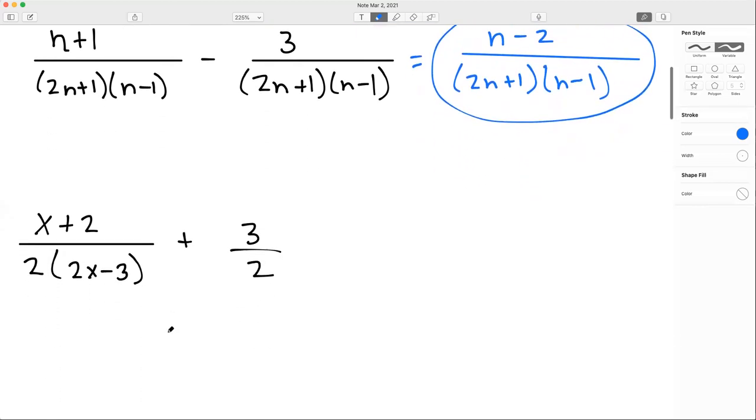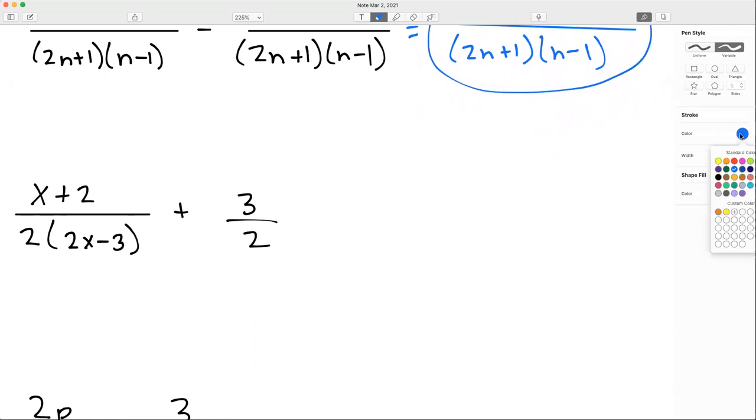All right, how about the next one? Copy it down, please. X plus 2 over 2 times 2x minus 3, plus 3/2.